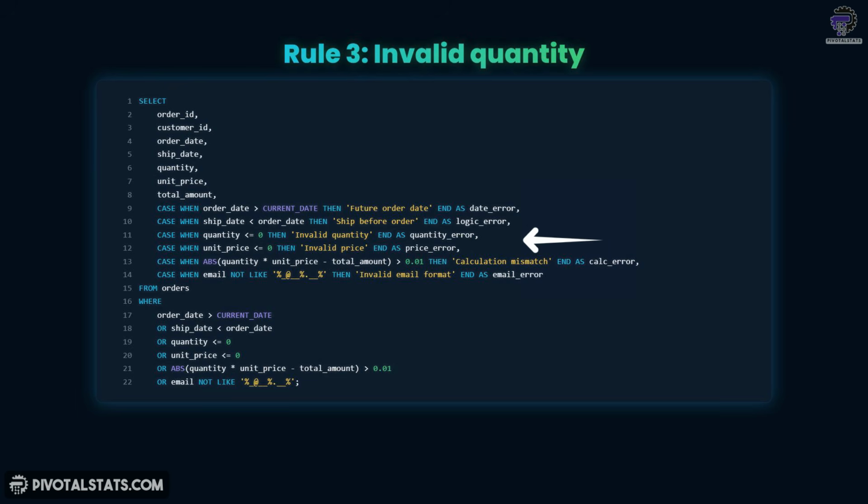Quantity and price checks are straightforward. 0 or negative values for either of these represent records that should have never passed validation at the point of entry. The calculation check is subtle but important. We are comparing quantity times unit price against the recorded total amount, with a tolerance of 1 cent to handle floating point rounding. If they diverge by more than a penny, something is wrong. Either the price was changed after the order was placed, or the total was manually overridden.